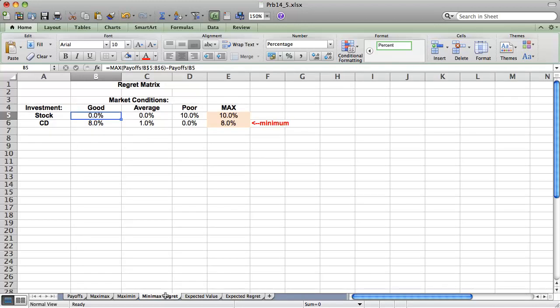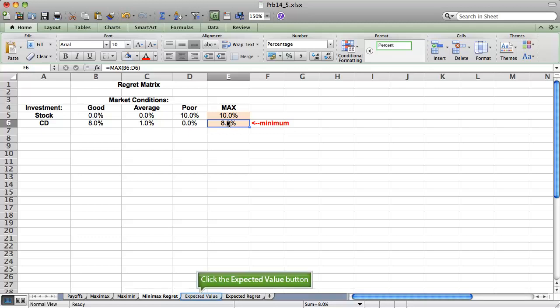And if we made that correct choice of investing in stocks in a good market condition, we would have 0 regret. But if we invested in CDs, we would have an opportunity loss, or a loss of the opportunity to earn that other 8%. To minimize that regret, CDs would be the correct decision. Because if we made the worst choice here, putting all the money in stocks under poor market conditions, we would lose the opportunity to earn 10%, and we can minimize that by making the decision to invest in CDs.